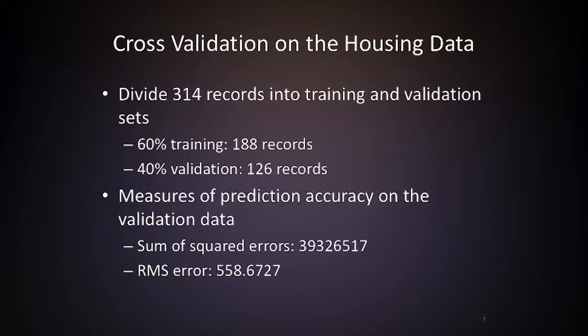Now, let's look at the cross-validation results for the housing data. We first divide the data into training and validation sets, where we take 60% of the data, or 180 rows, as the training set, and the rest belong to the validation set. We use the training set to feed the model, and we use the validation set to calculate measures of prediction accuracy. In this case, the sum of squared errors is 39,326,517, and the RMS error is 558. Both of these measures can be used to compare different models, where smaller values are preferred.